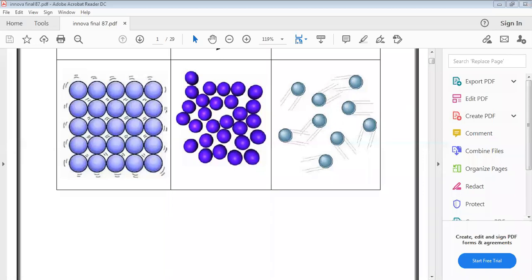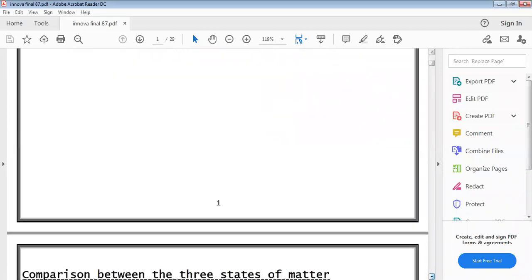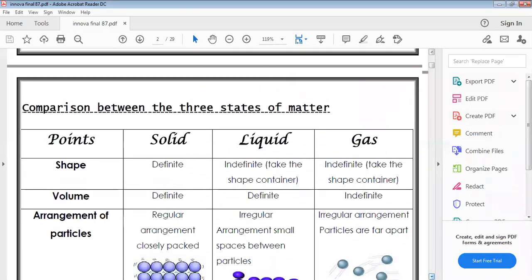Now you're going to learn about the properties of each one: solid, liquid, and gas. That's going to be the comparison. As we said, the shape of the solid, the shape of the liquid, and the shape of the gas. The shape of the solid is definite or fixed. What is the meaning of definite? It means it's fixed, it's not changed.